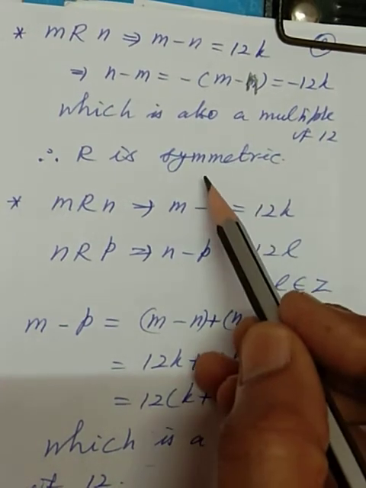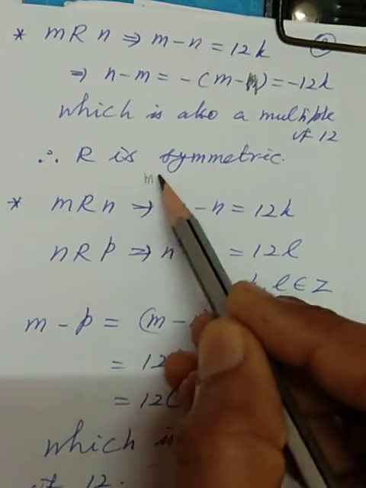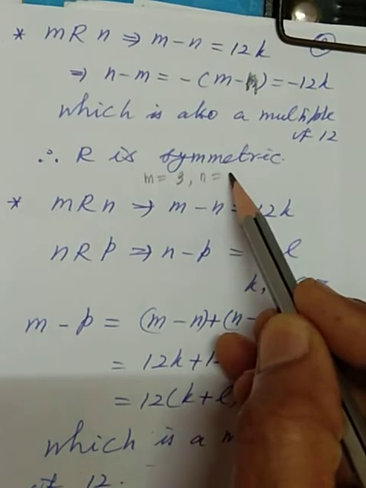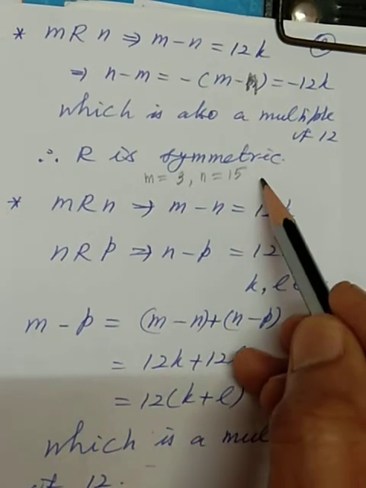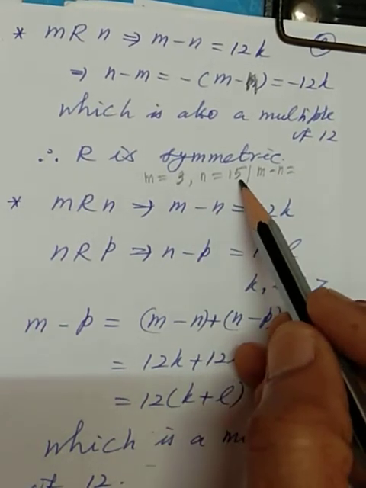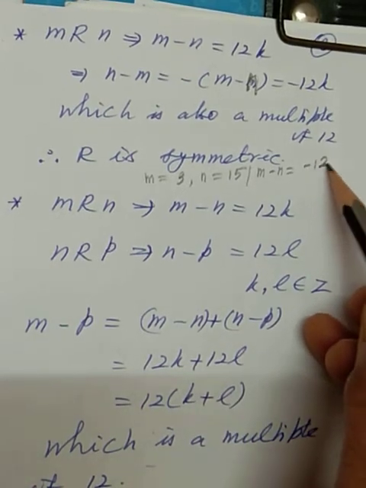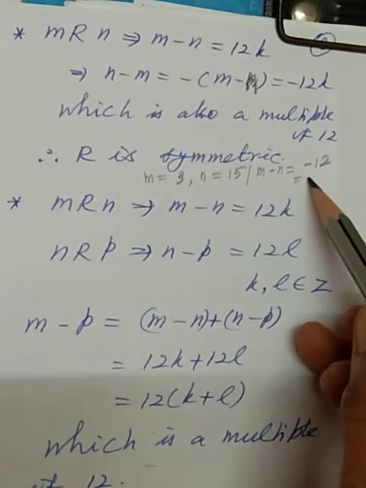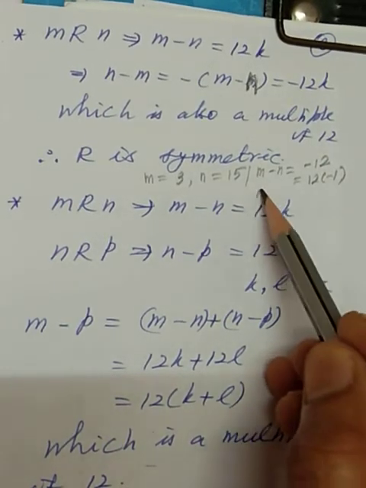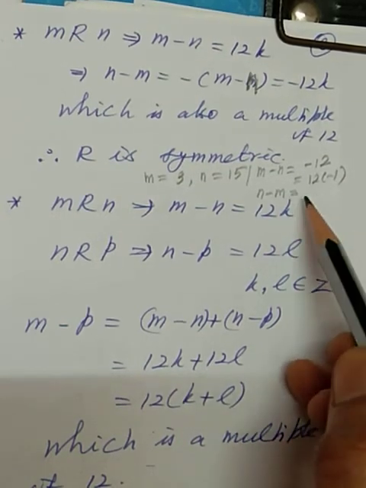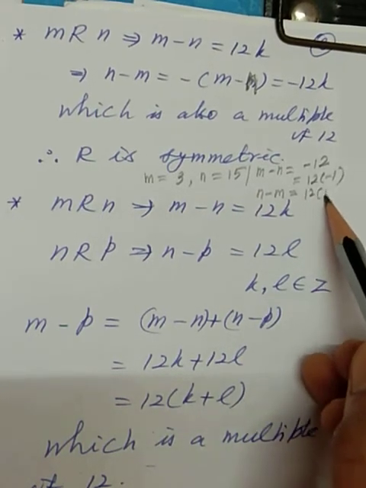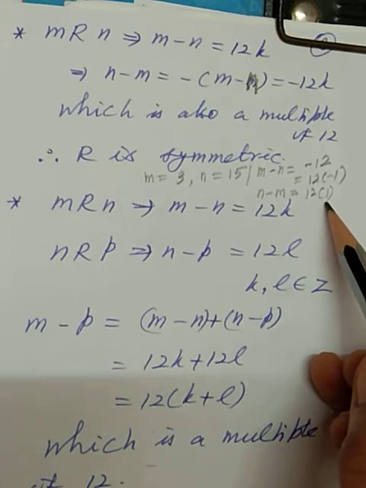If you need a practical example, you take m equal to 3, n equal to 15. Then find the value of m minus n. So 3 minus 15 is minus 12. So this can be written as 12 into minus 1. So here the value of k is minus 1. So what is n minus m for this example? N is 15, m is 3, so 12. So 12 into 1. Here the value of k is 1.